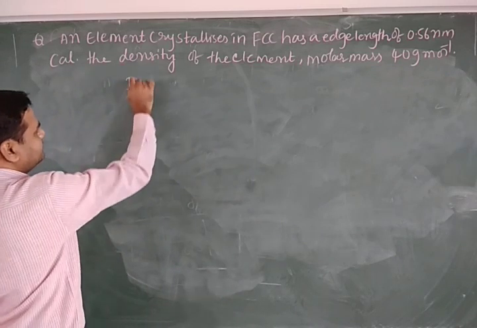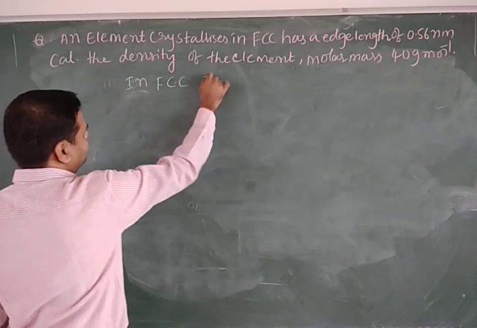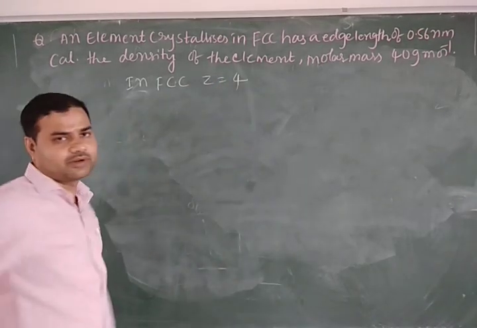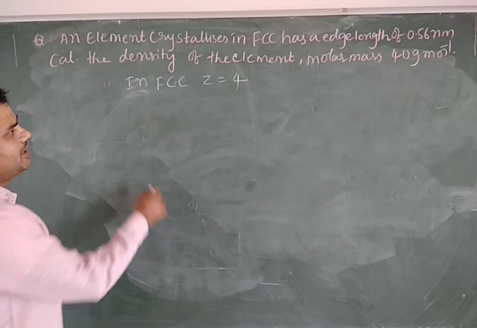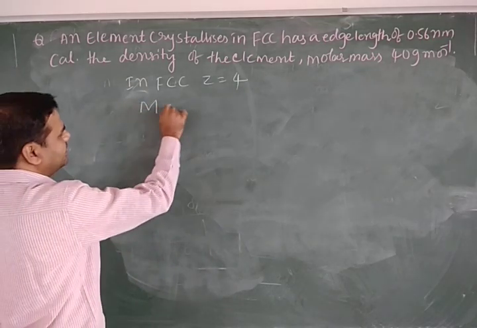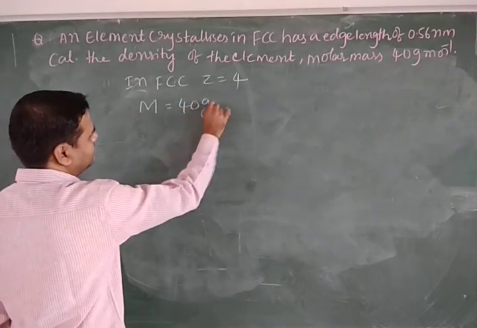In FCC, what is the Z value? 4, no doubt at all. In a face centered cubic crystal, how many atoms? 4 atoms. And what is the mass? Molar mass is given. It is 40 grams per mole.